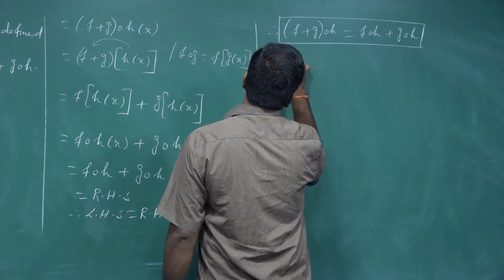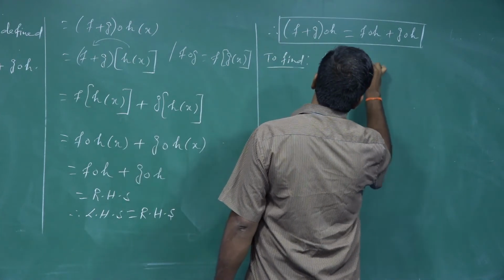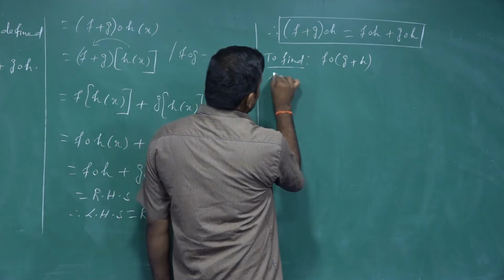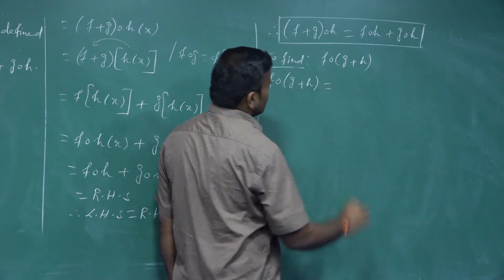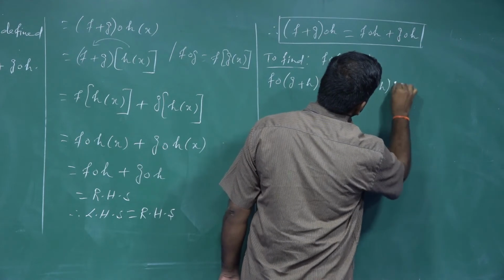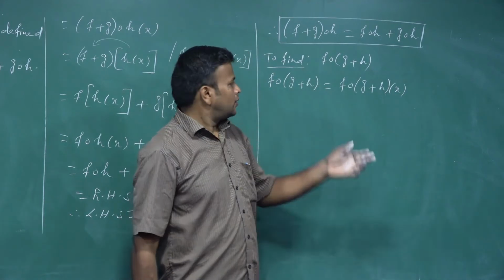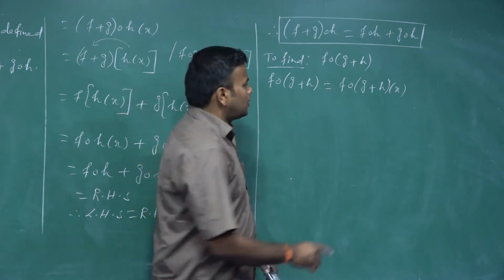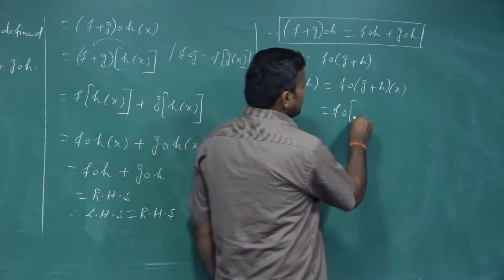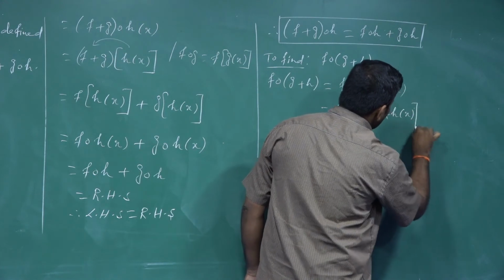Now to find the value of f ∘ (g + h). So f ∘ (g + h), we write it as (f ∘ (g + h))(x) also. I consider the given functions f, g, h along with the variable x. So I write (g + h) as (g + h)(x). Next, f of. This x is common in both the functions. So I write it as g of x plus h of x.